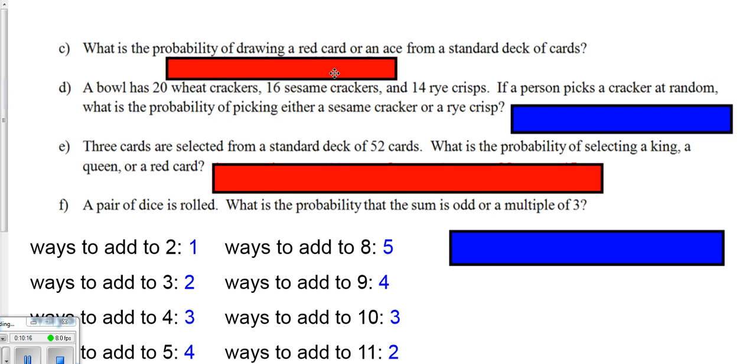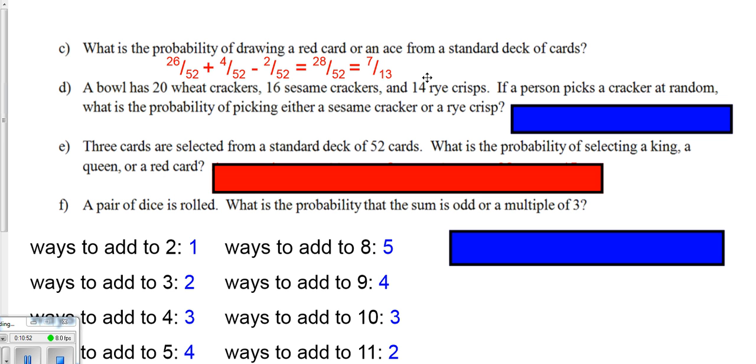What is the probability of drawing a red card or an ace from a standard deck of cards? Well, there are 26 out of 52 red cards. There are 4 out of 52 ace cards, but 2 of those double up. There are 2 red aces, so we have to get rid of those extra 2 there. So 26 out of 52 plus 4 out of 52 minus 2 out of 52 becomes 28 out of 52, which reduces to 7/13. We have a 7/13 chance of getting either a red or an ace out of the standard deck.